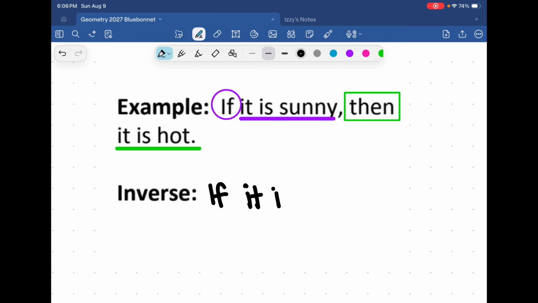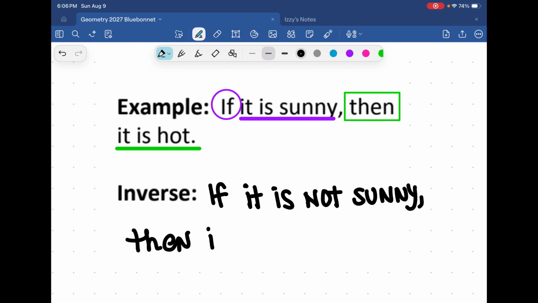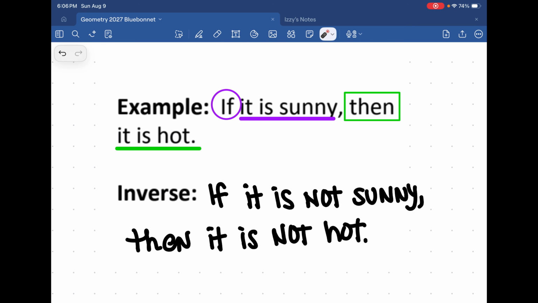If it is not sunny, then it is not hot. Okay, very important that we make sure that we add that word not twice. There are some instances where the word does not or do not or is not would be a better fit than just the word not. But for this one, since is was already there, we're just simply going to add the word not.